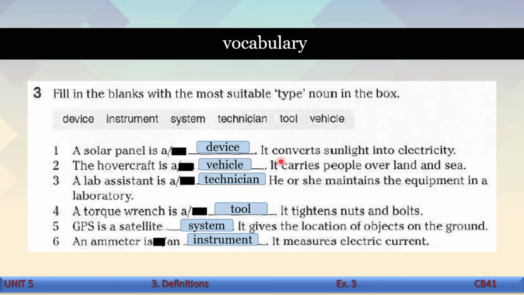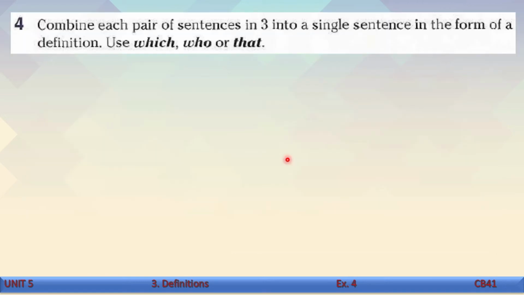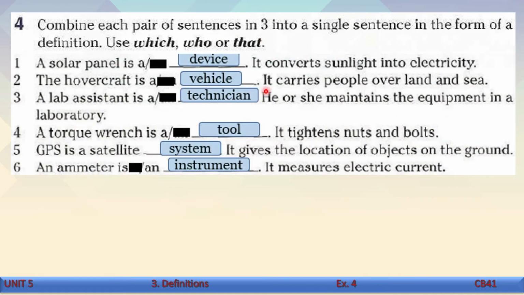In our next task, we're going to combine each pair of sentences into a single sentence in the form of a definition using which, who, or that. Still on page 41, number 4. Combine each pair of sentences in 3, that is this one here, into a single sentence in the form of a definition. Use which, who, or that.